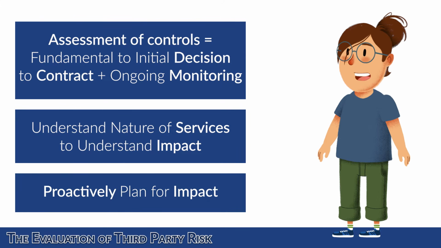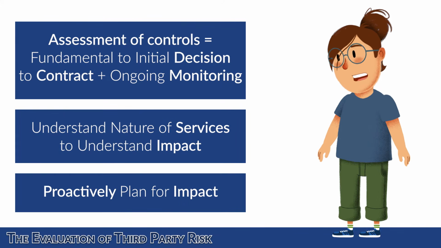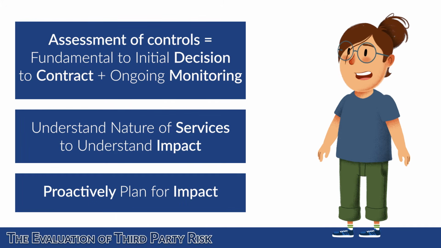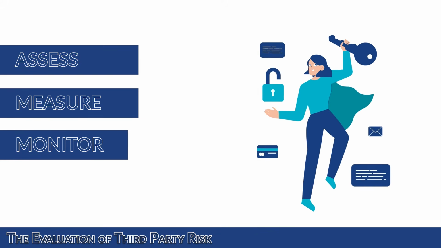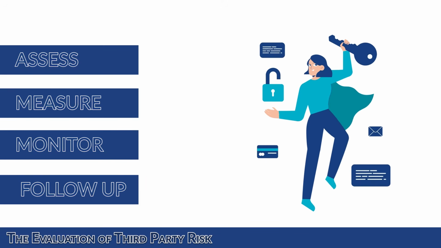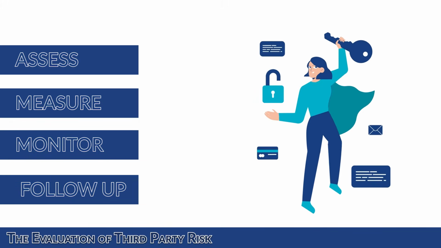Understanding this also allows businesses to proactively plan for organizational impact should the third party fail to provide the products or services promised. The key to effectively leveraging the products and services of a third party in any capacity is for an organization to properly assess, measure, monitor, and follow up on the risks associated with doing business with their third party.